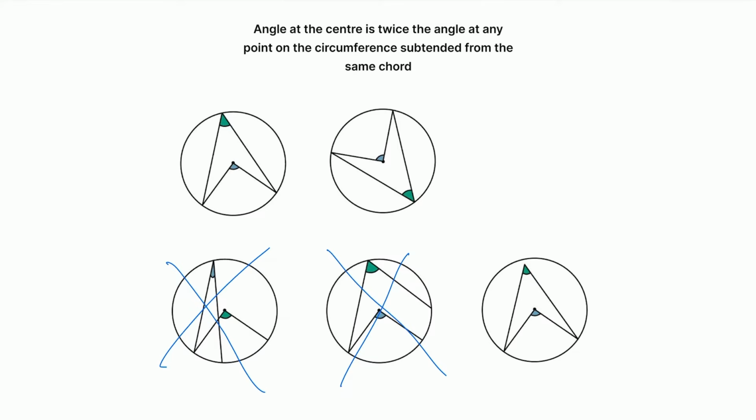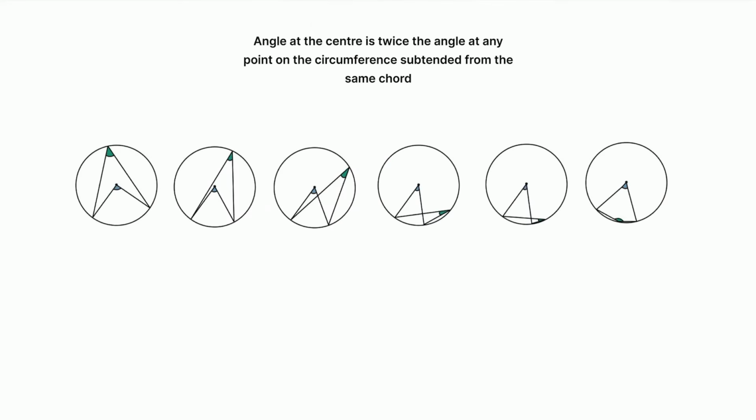And then finally, looking at this last one, yes, they both share the same chord, but the green angle doesn't touch the circumference. And because it doesn't touch the circumference, that means this statement's not true. So that is not true either. I just want to highlight and emphasize this so you really understand exactly when these rules apply.